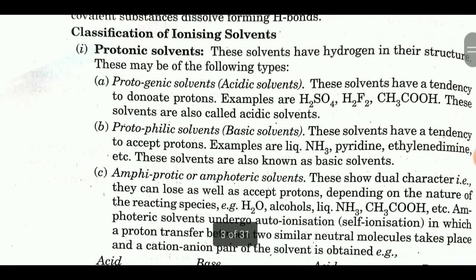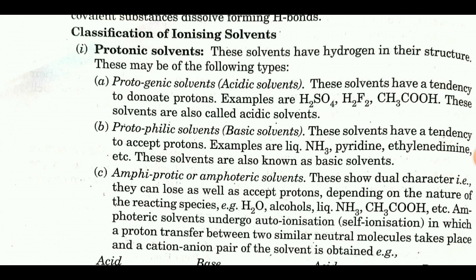Classification of ionizing solvents. First, protonic solvents. These solvents have hydrogen in their structure. These may be of the following types. A. Protogenic solvents or acidic solvents. These solvents have a tendency to donate protons. Examples are H2SO4, H2F2, CH3COOH. These solvents are also called acidic solvents. B. Protophilic solvents or basic solvents. These solvents have a tendency to accept protons. Examples are liquid NH3, pyridine, ethylene diamine, etc. These solvents are also known as basic solvents.